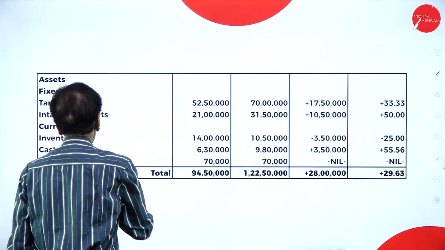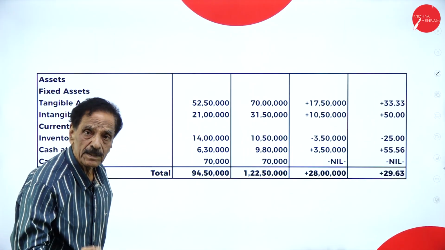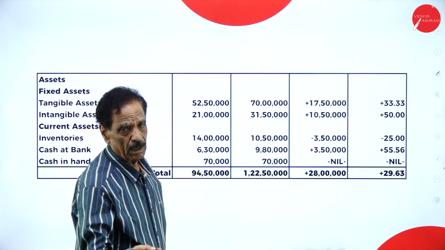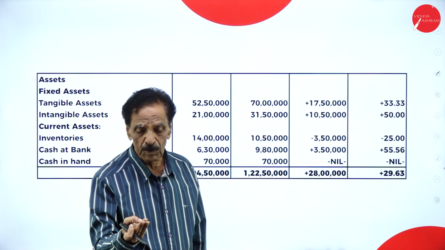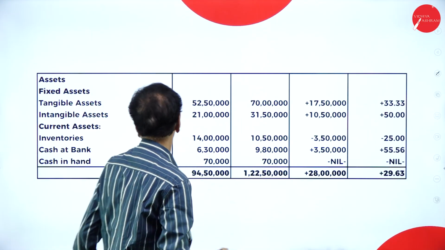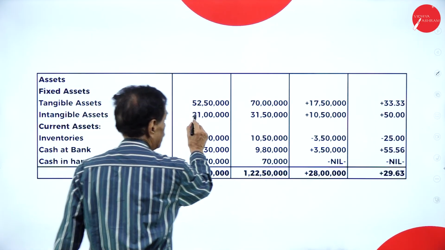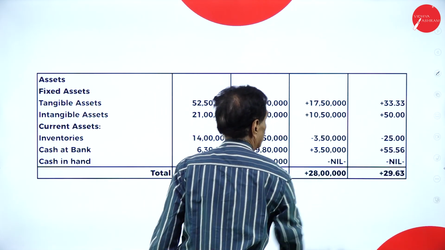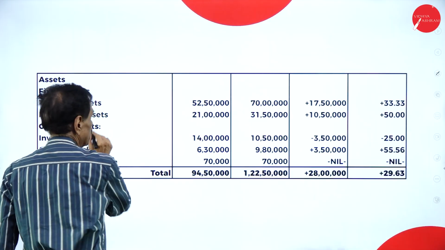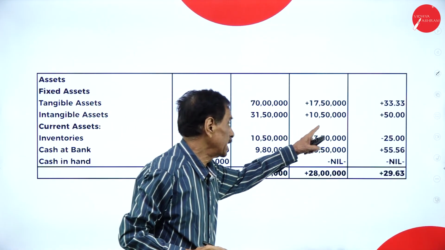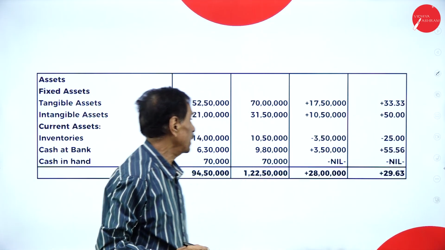Then come back to fixed assets, tangible. Tangible assets are land, building, machinery, furniture, motor car. Intangible assets are goodwill, patents and trademarks, patterns and design. Here, tangible assets 52 lakh to 70 lakh, there was an increase of 17 lakh 50,000, 33.33%. Intangible assets 21 lakh to 31 lakh 50,000, there was an increase of 10 lakh 50,000, 50%.